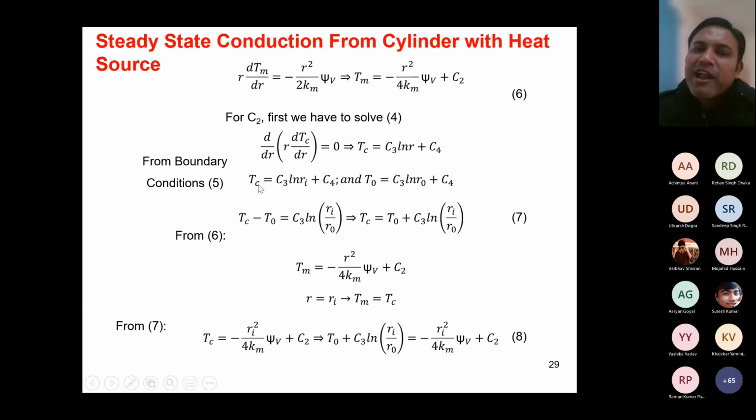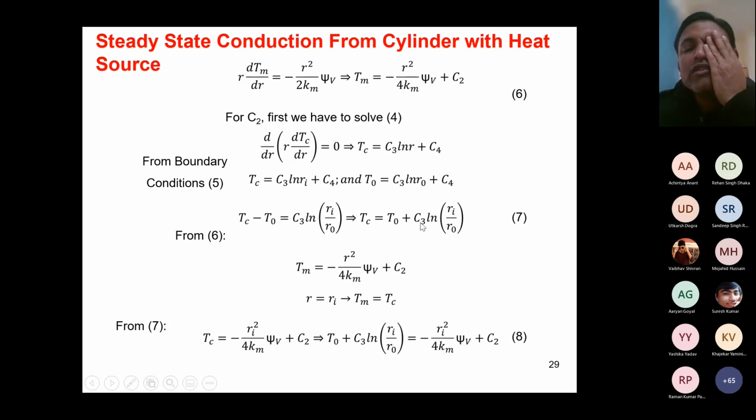I can subtract both these equations. After subtracting, C4 gets cancelled out. So what we get is Tc minus T0 equals C3 ln ri by R0. If I rearrange this, Tc equals T0 plus C3 ln ri by R0, where this Tc is the interface temperature. This interface temperature is unknown, and also this C2 is unknown here. C3 is also unknown, because we don't know what C3 is yet. We will calculate that.